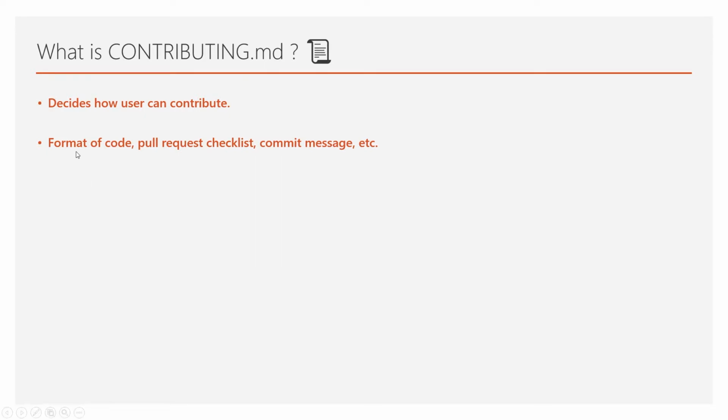That is, you can specify the format of code. Then you can create a pull request checklist. Then you can also specify what should be the commit message type. Means the commit message should be short or the commit message should be long, etc.